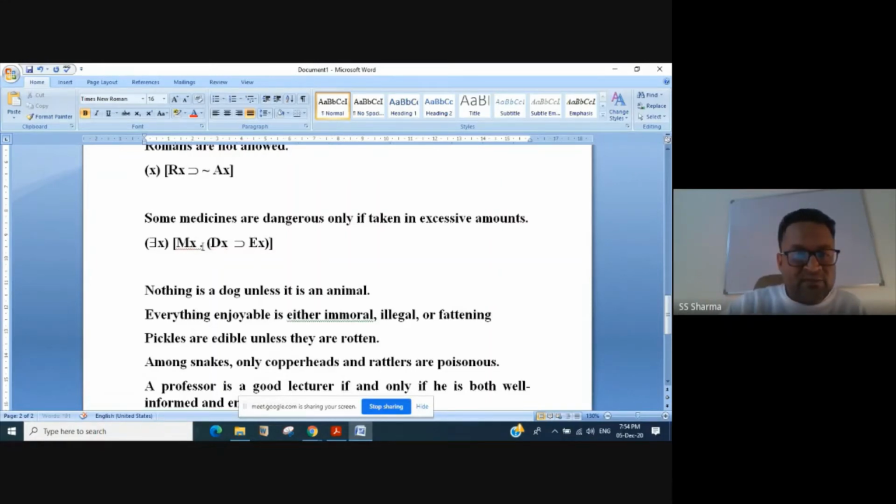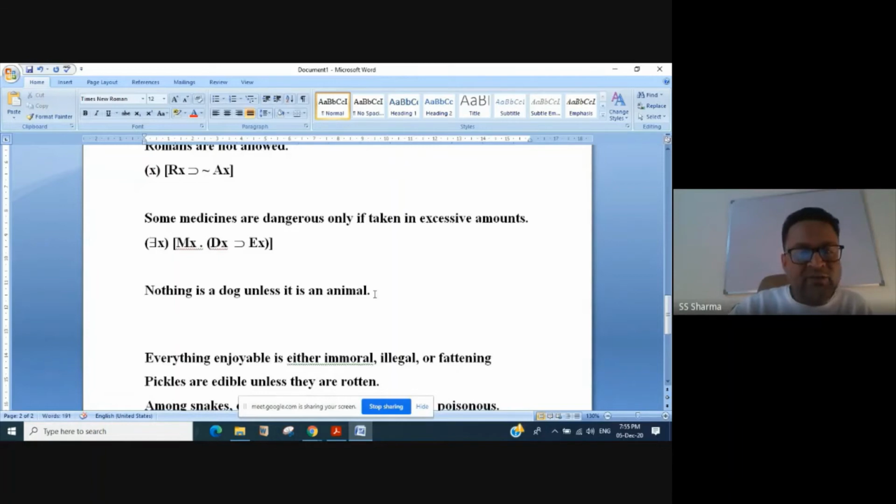So this is going to be the symbolization for some medicines are dangerous. Again, you can see that this is going to be the main connective, right? So one thing which you should remember, and especially for the questions which you will be taking, is that more or less for these existential quantifiers, the main connective will be dot. And for universal quantifiers, the main connective will be an implication. However, there can be one or two cases which will be differing, but in most of the cases, this is going to be the thing.